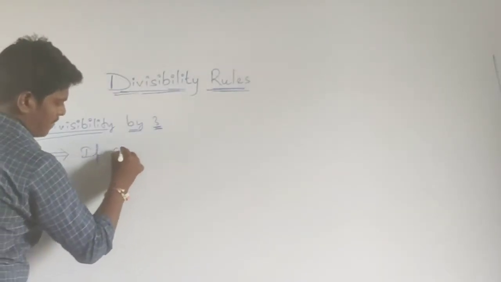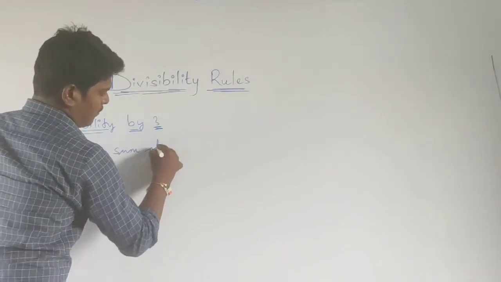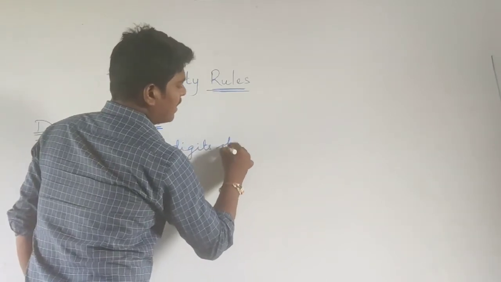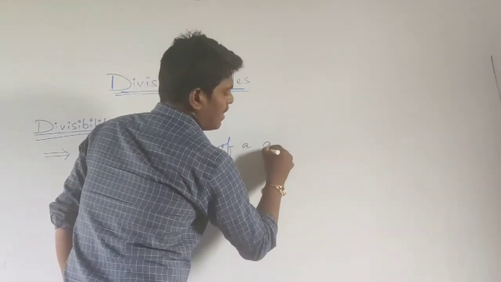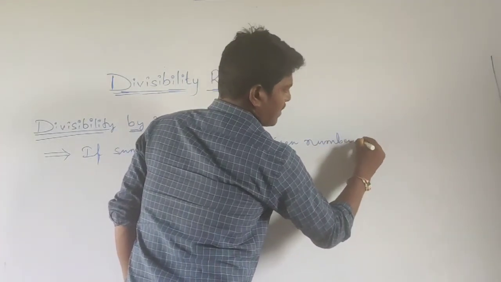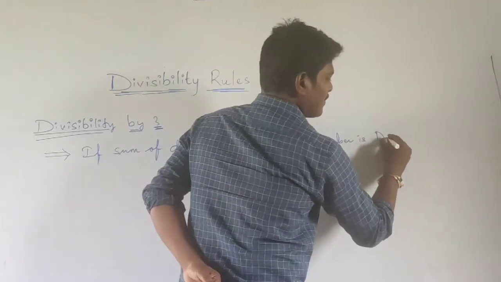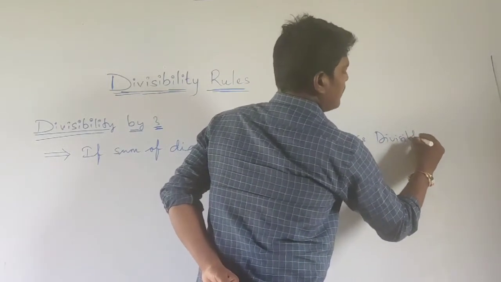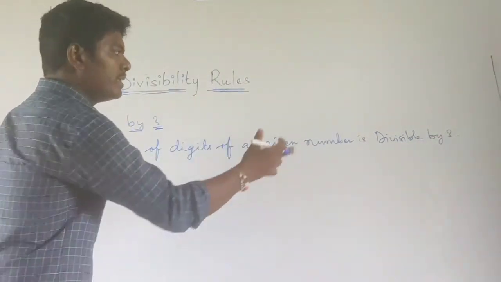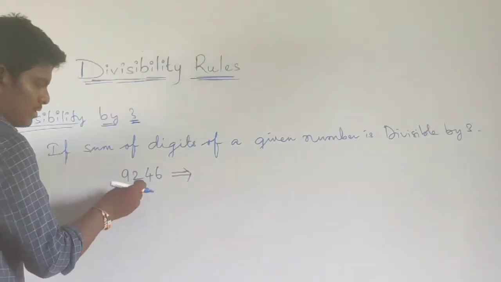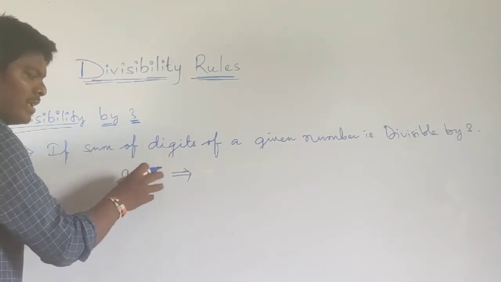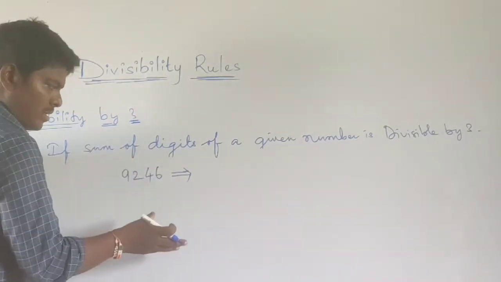If the sum of digits of a given number is divisible by 3, then definitely the number will be divisible by 3 with no remainder. Example, 9246. We need to find out whether the number is divisible by 3 or not.